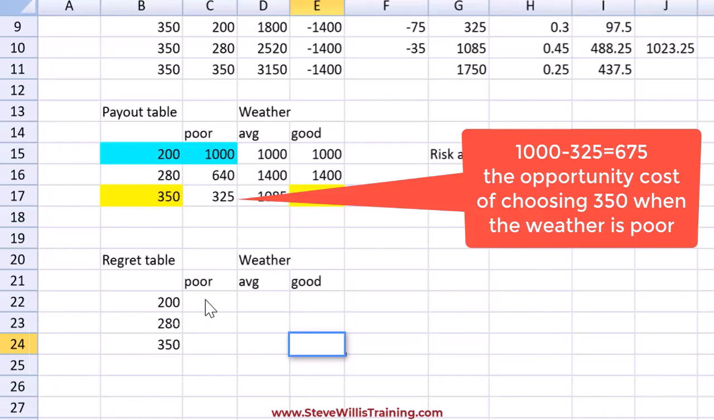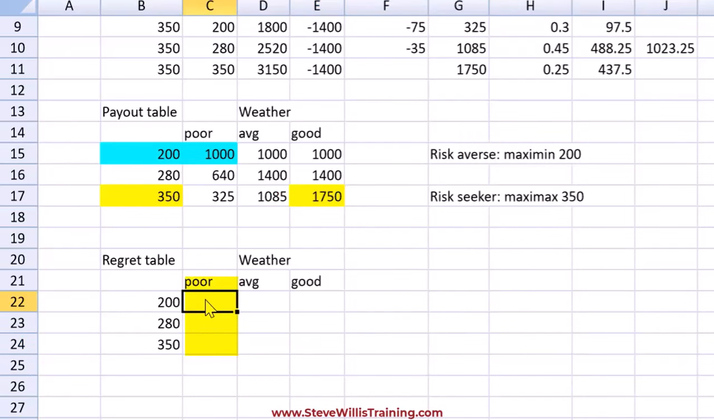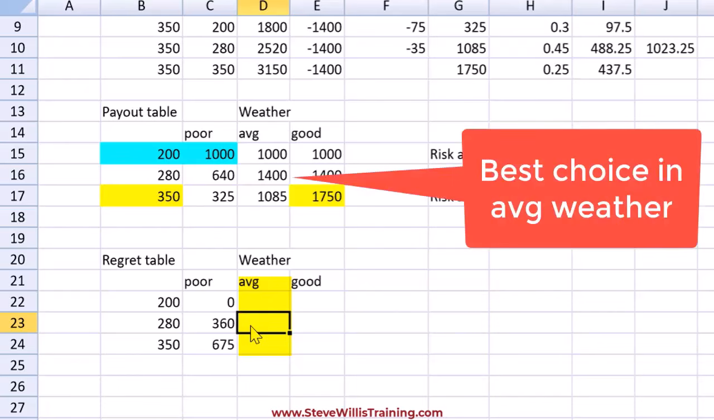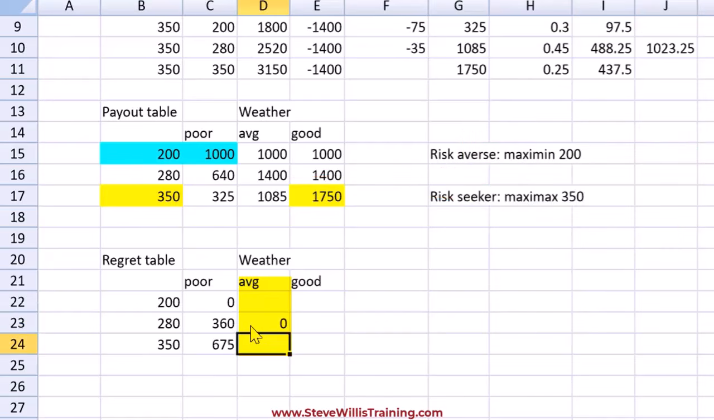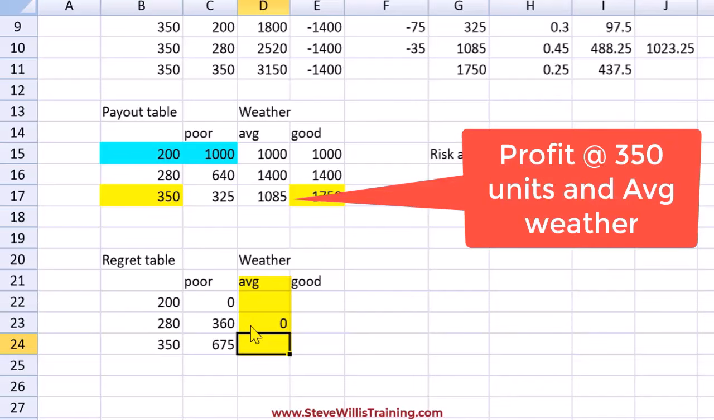So look at this. I come to the regret table, and the best option in the poor would be 200. No regret. Here, it was equal to 1,000 minus 640. We've got a spreadsheet right here. And the next one is equal to the 1,000 minus the 325. Do the same thing here. If the weather came out to be average, the best choice would be choosing 280. And we'd say, good thing we chose 280. We didn't lose any money from a bad decision. Now, if we chose 350 and the weather were average, people would look at us and say, oops, bad choice. You could have earned 1,400. You only earned 1085.